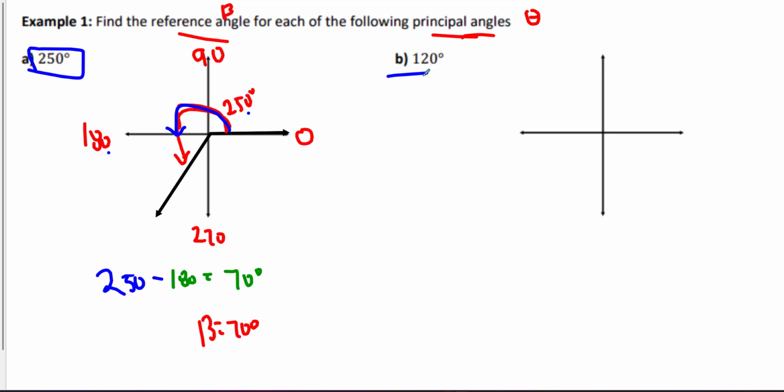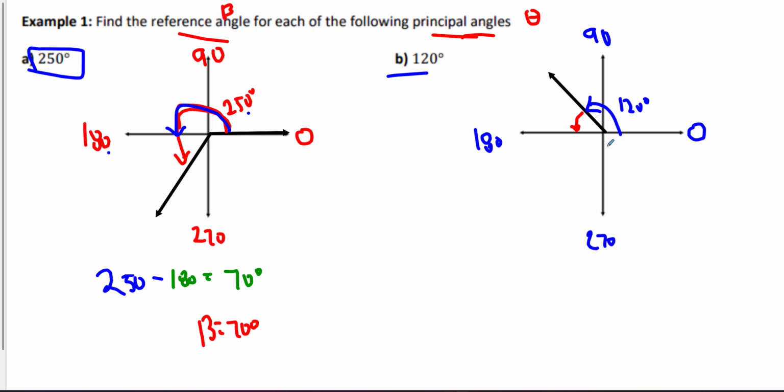So for example, in question B, your related acute angle, you may not have to subtract 180. Let's see if that's the case. First things first, always label your points, and then draw your terminal arm. The terminal arm is at 120 degrees. 120 is obviously bigger than 90 and less than 180, so it's going to be somewhere here in the second quadrant. My principal angle is from here to here, that's 120 degrees. My related acute angle is, remember, always from the terminal arm to the x-axis.